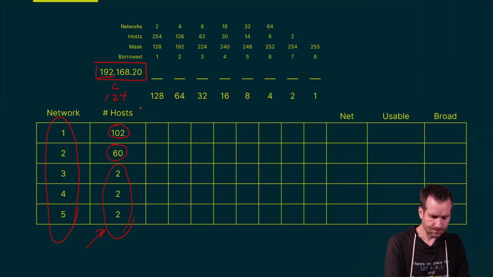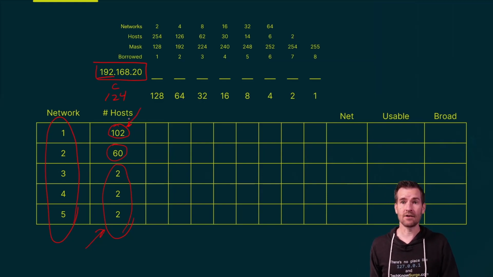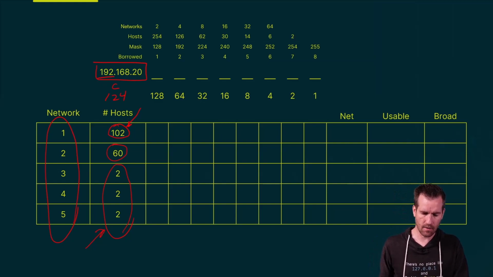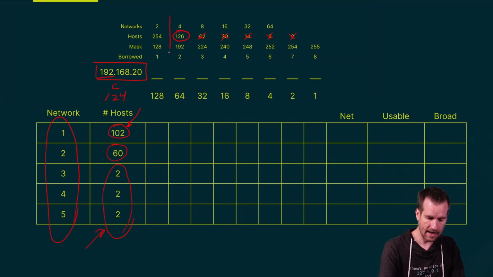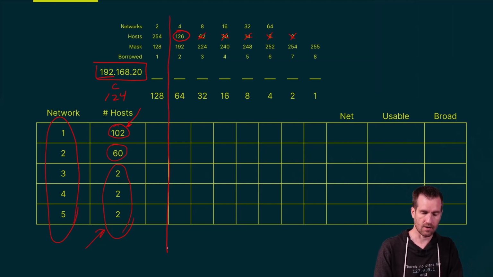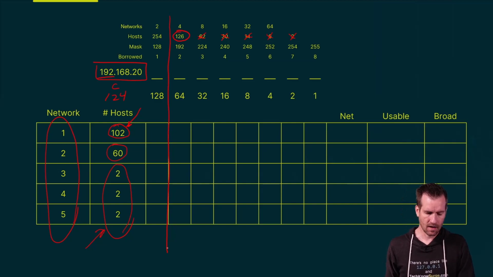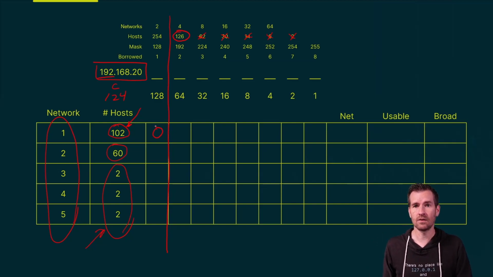Well, first of all, we require 102 addresses for this first network. So if I were to go through and find how many we need, it would be this network right here. We borrow 1 bit for this. All right, so the first network is going to be, we're going to divide and put the line right here. So that's where the line's going to be at. I'm going to say that this is going to start with 0. So I'm going to put a 0 in there.